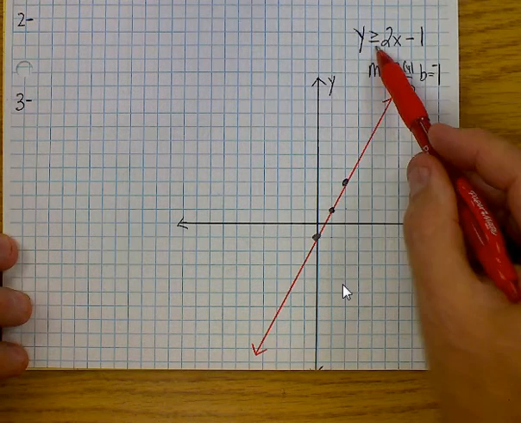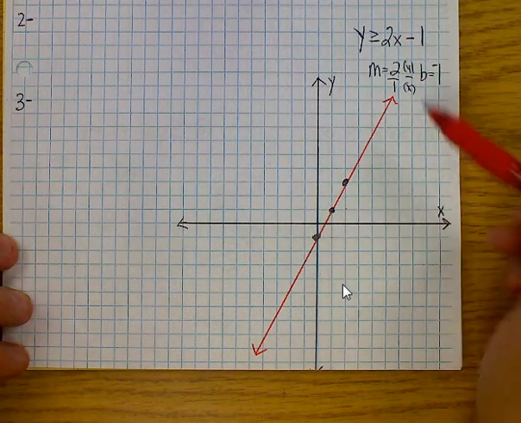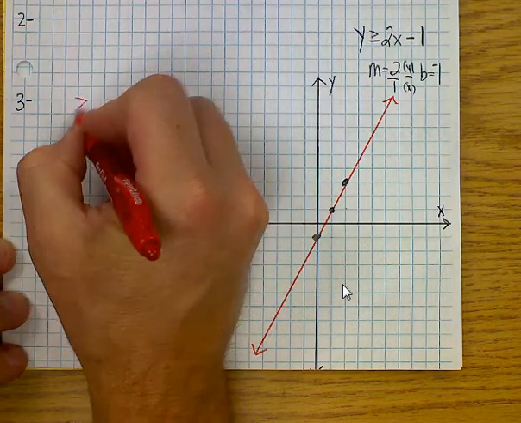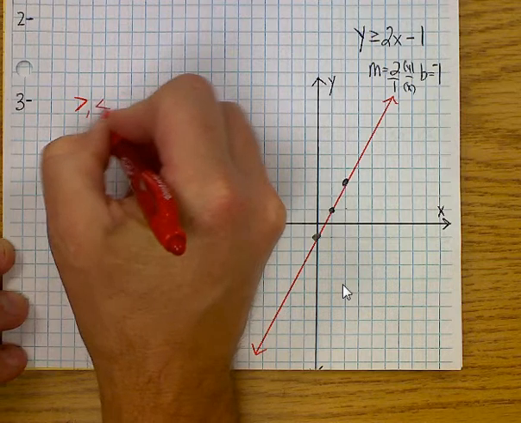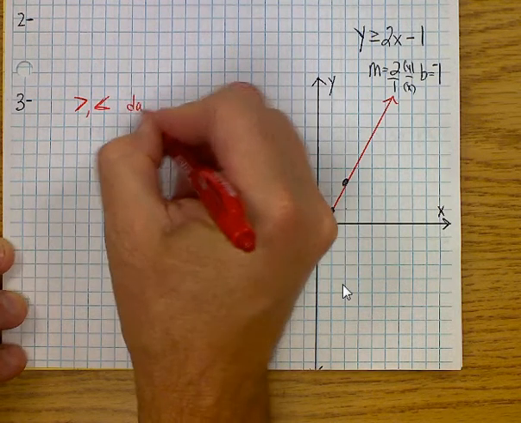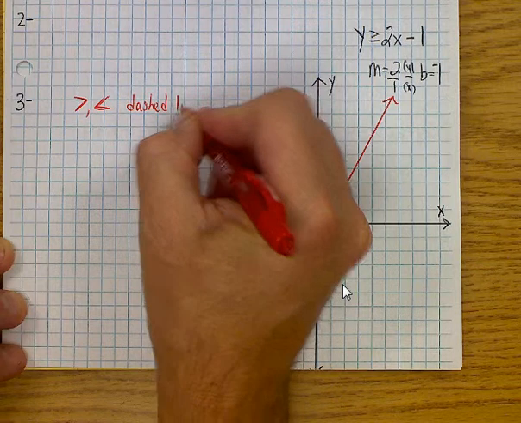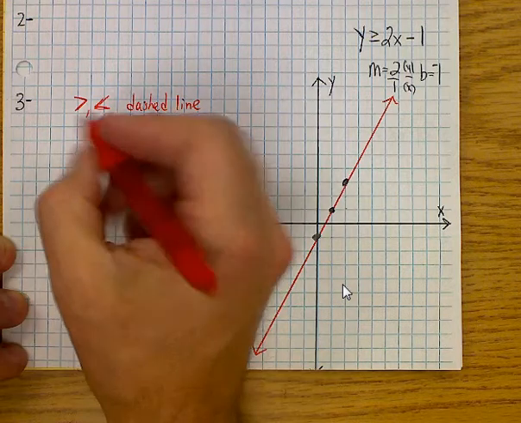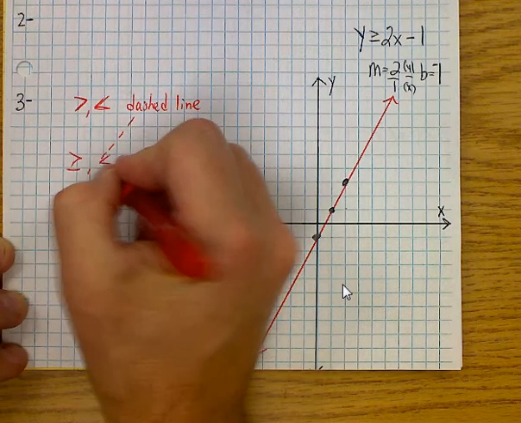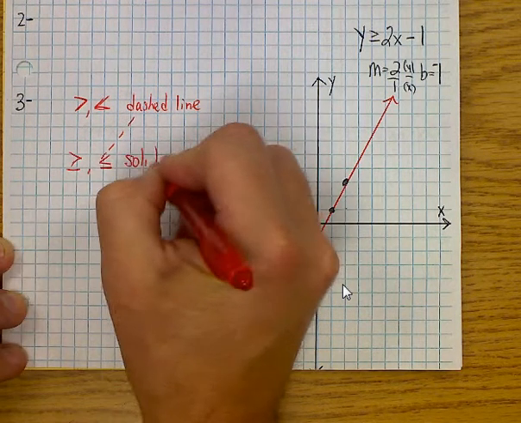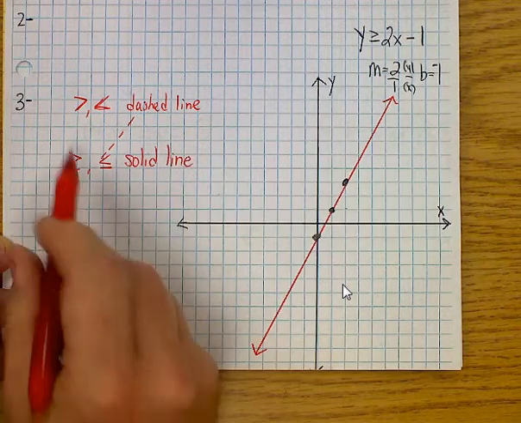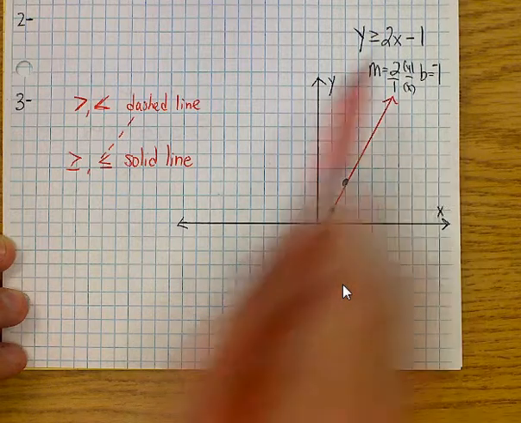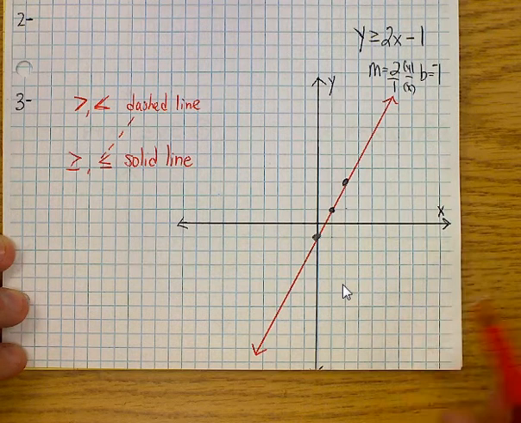Where things change with inequalities is the type of line we draw. Just to remind ourselves, if we're looking for a greater than or less than, we're going to draw a dashed line. That means the line's going to look something like that. When we're dealing with a greater than or equal to or a less than or equal to, we're going to draw a solid line. So this determines what our line is going to look like. In this case, it's greater than or equal to, so we're going to draw a solid line.